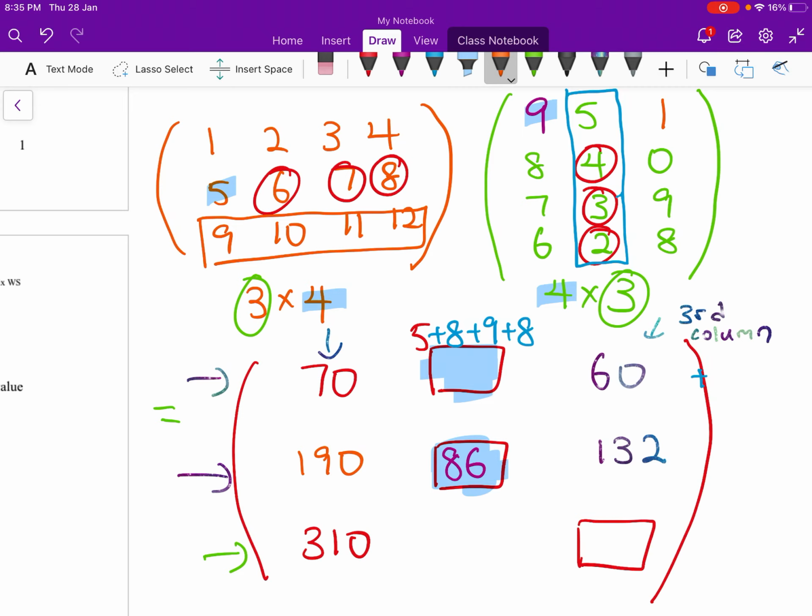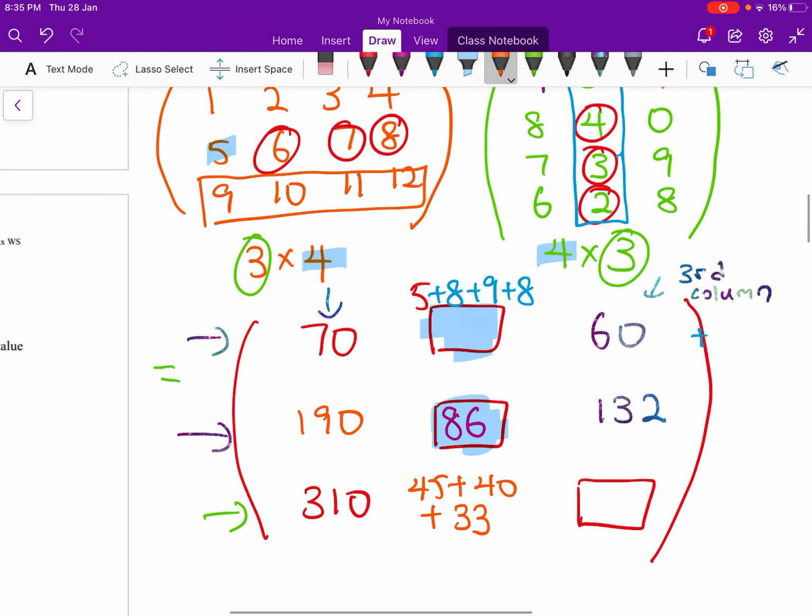So let's go. 9 times 5, 45. Plus second number 10 times second number 4, 40. Third number 11 times third number 3, 33. Fourth number 12 times fourth number 2, which is 24. So 142. You should get 142.